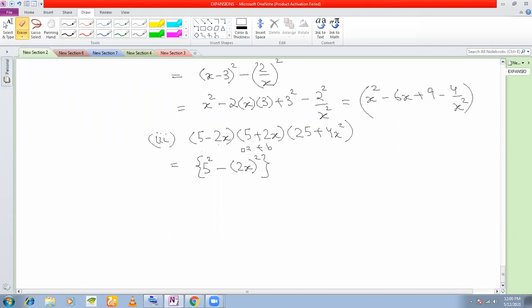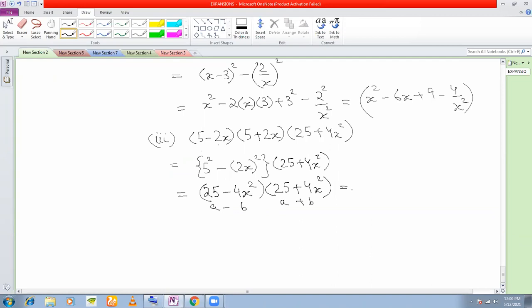And the third factor, you write as it is, 25 plus 4x square. Next one, you have simplify this, 25 minus 4x square. And here you have 25 plus 4x square. Now what do you see? You again see a plus b, a minus b form. This is your a plus b and this is your a minus b form, right?